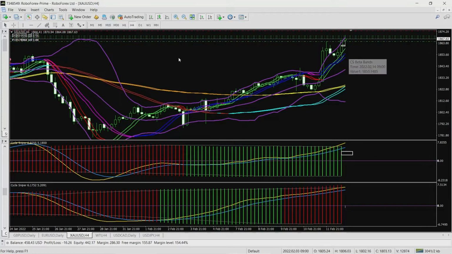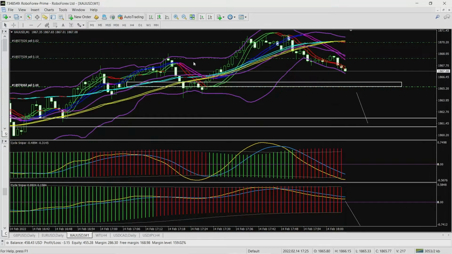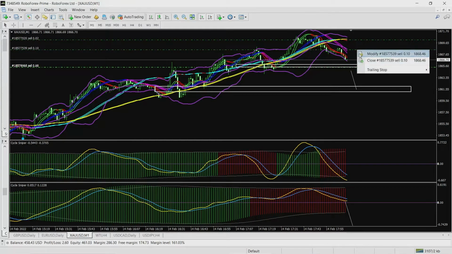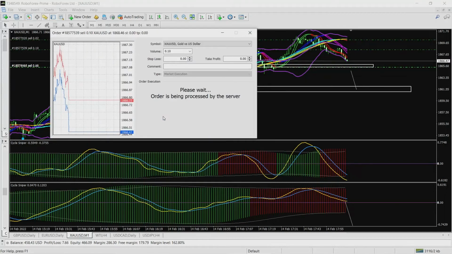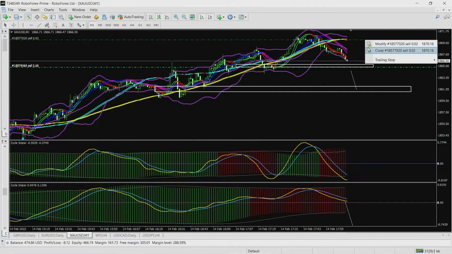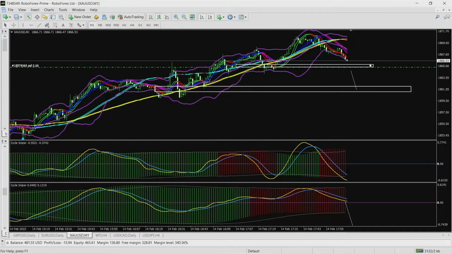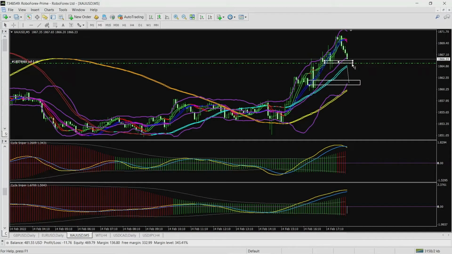For our chart, let's go back to 1 minute chart. Now it's approaching our first target. What we're going to do is we will close these two shorts and take our profit. Now let's wait for this level to be broken downside. Here.